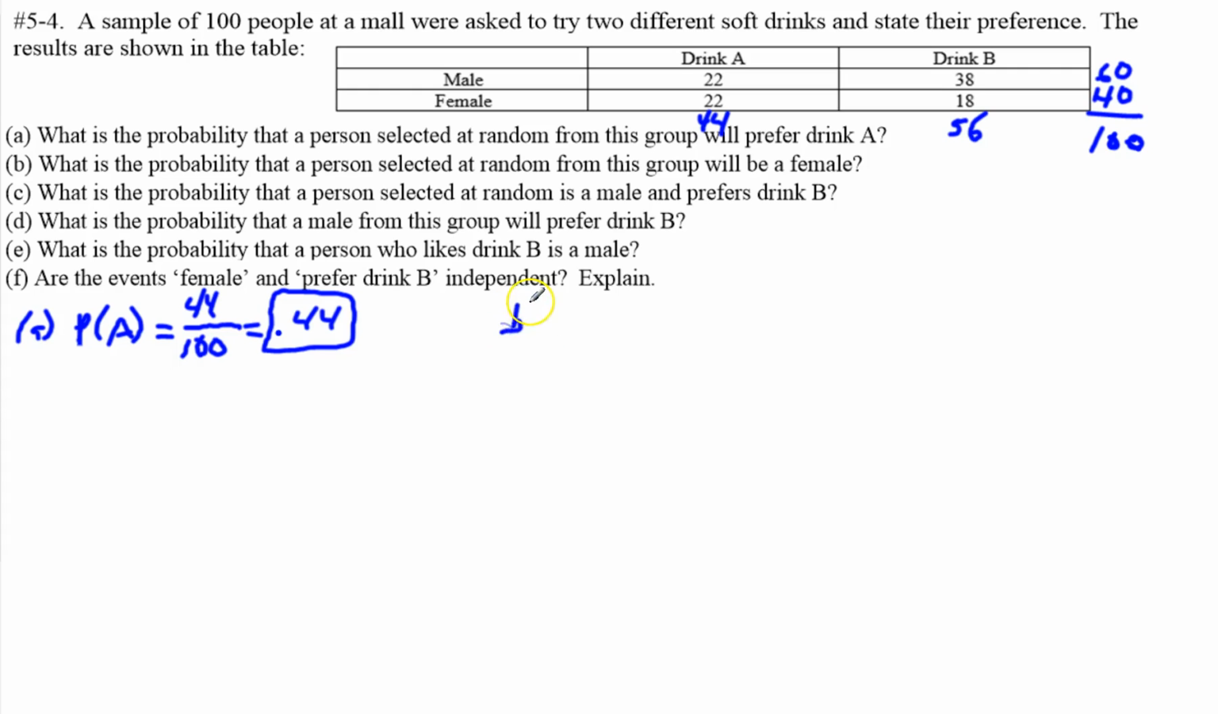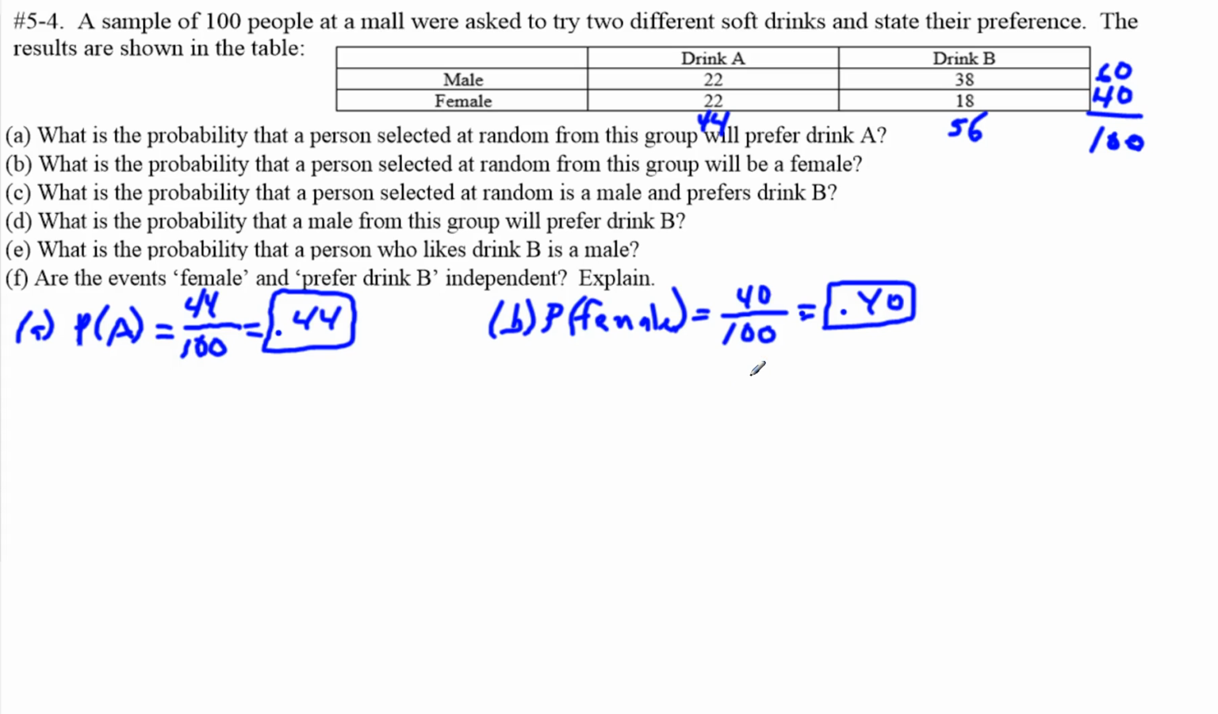Okay, for part B here, we're talking about, again, a simple probability. This time, it's the probability that a person selected at random will be a female. So it's just the probability of selecting a female. And again, this is a simple probability, so it uses the entire data table. That means out of the 100 students, how many of them are female? Well, that would be 40 over here, 40. And so that probability is 0.40. A 40% chance of choosing a female if we choose one student at random. So far, so good.